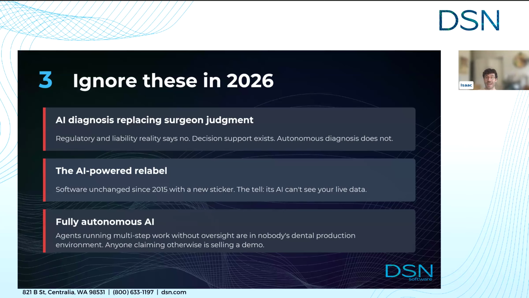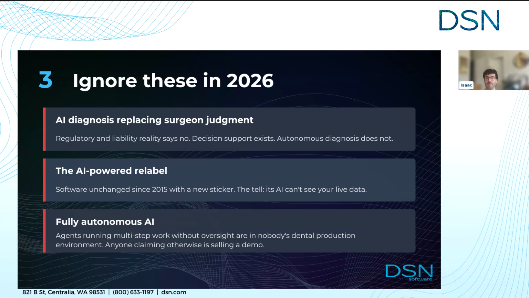So number one is AI diagnoses replacing surgeon judgments. Decision support tools are real, and they're definitely improving, but autonomous diagnosis has regulatory problems, liability problems, and accuracy problems that are not getting solved this year, at least. Anyone selling you that AI diagnoses instead of you is selling you something that does not exist yet.